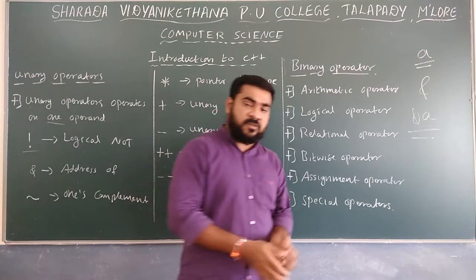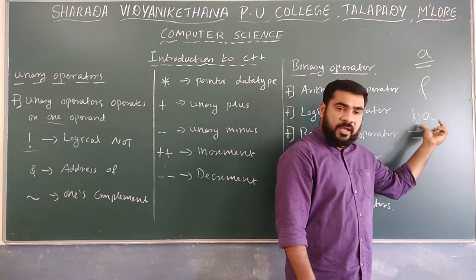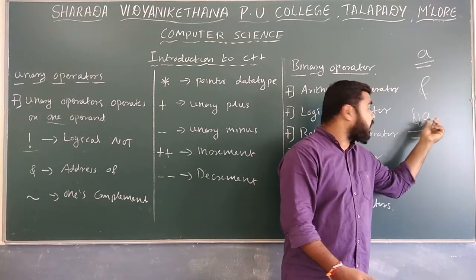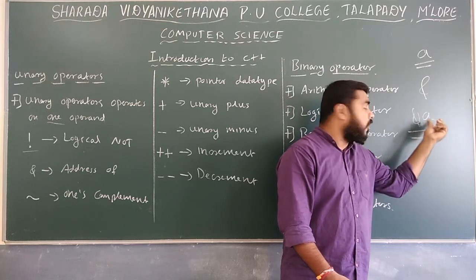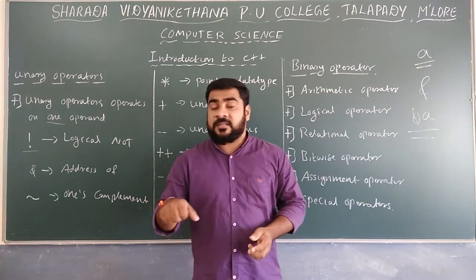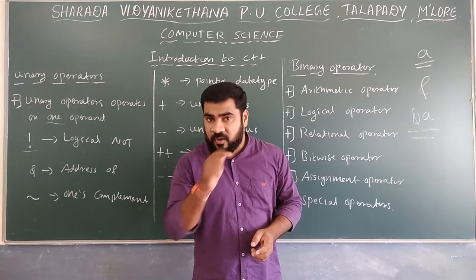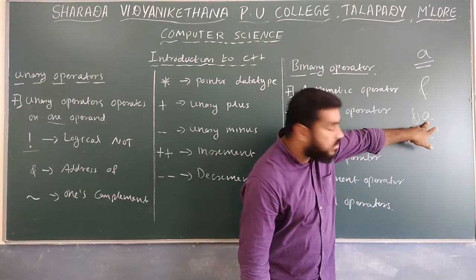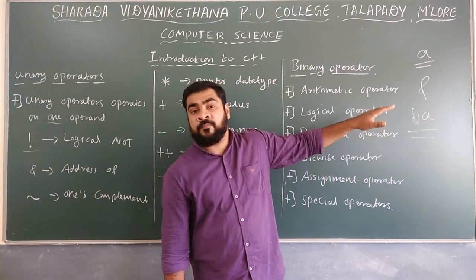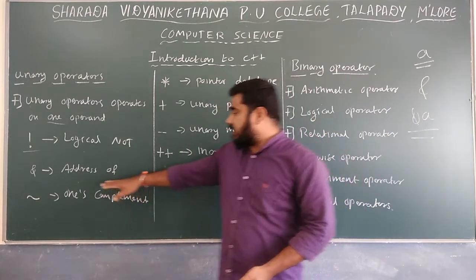If you want to find the address of a variable, then you can use the ampersand (&) A. So you can see this operator has an operand. Remember, this operator works with only one operand. That's why it is known as a unary operator. So, the address-of operator.